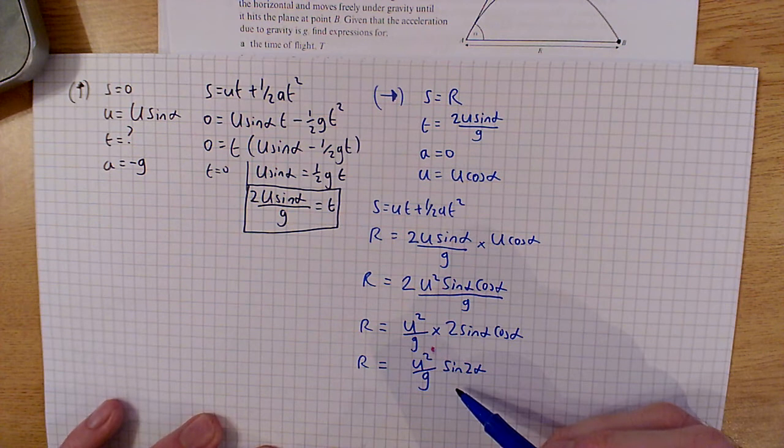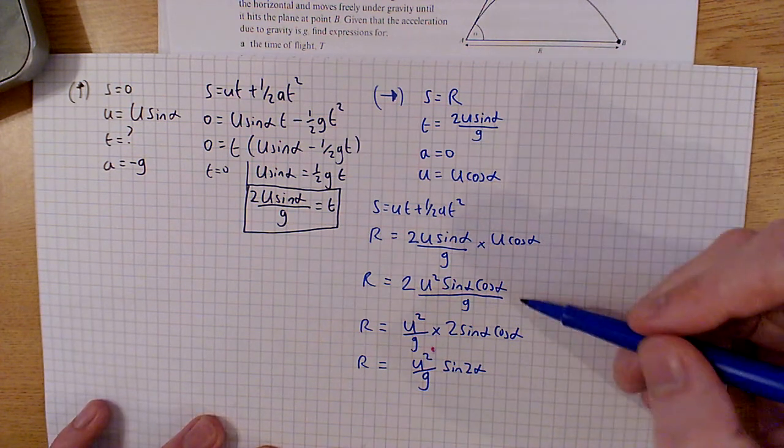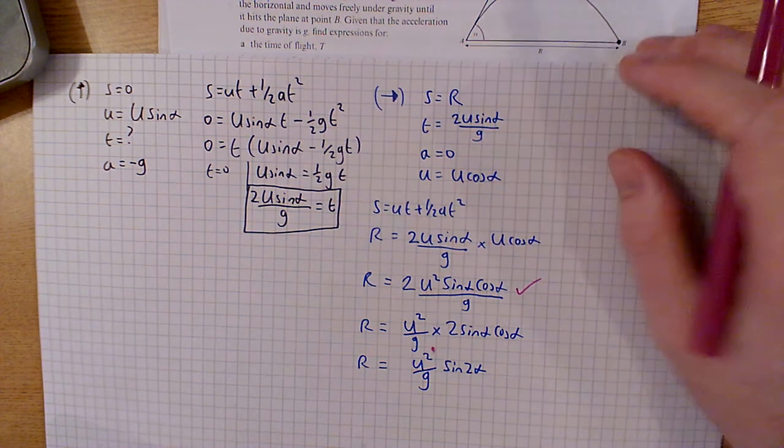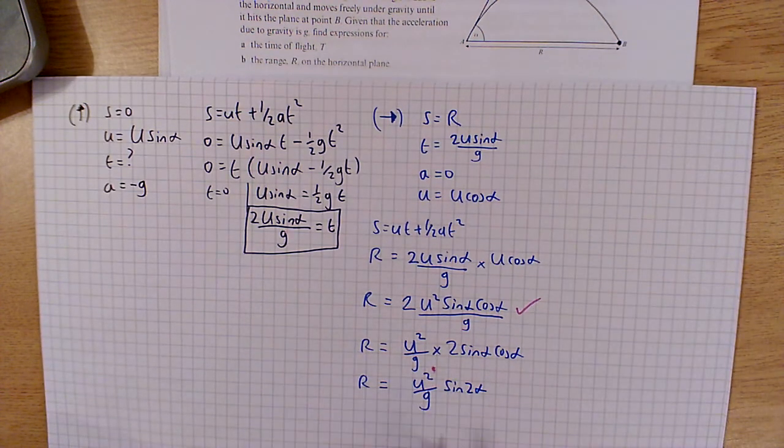I know the question didn't ask me to get this far. I think if the question had asked it like it did, leaving it in this format would have absolutely been fine, but you're more likely to get them to say, show that the range is u squared over g times sine 2 alpha. And that's as simple as we can get it. Okay, so that's an algebraic expression for the time of flight and an algebraic expression for the range as well.